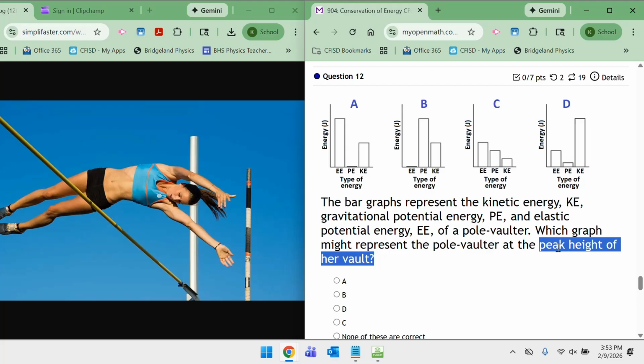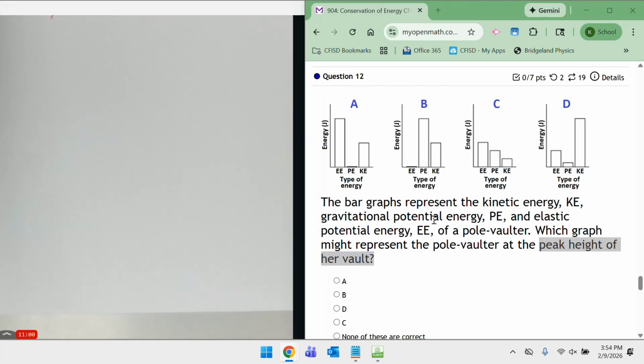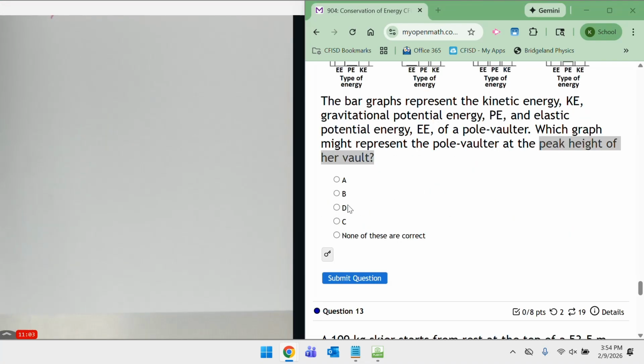At the peak height, we should also expect to see a lot of potential energy. So my PE bar should be really high, which is what I see in B as well. And then lastly, she should be moving. You should have kinetic energy up there. She has to go over that post. So again, that reinforces that we are looking at bar graph B.